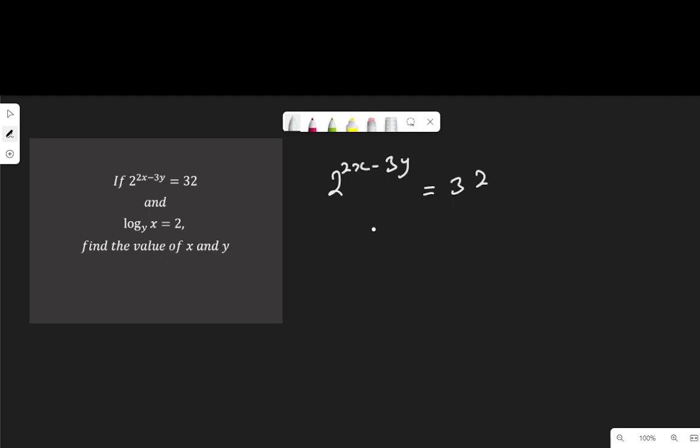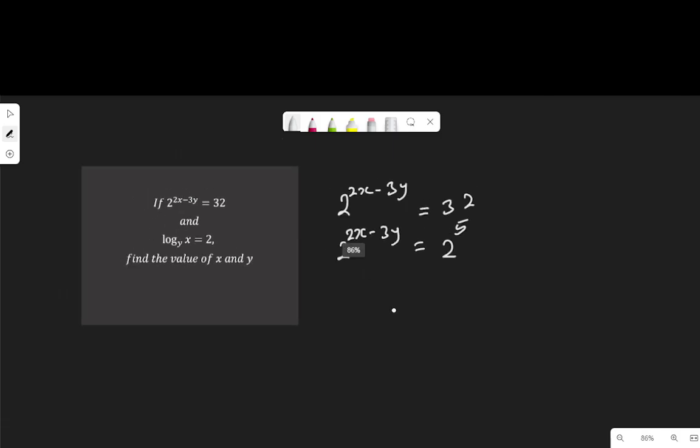Let me express this 32 in index form, so that 2 to the power of 2x minus 3y is equal to 2 to the power of 5, since 32 is 2 to the power of 5. Since the bases are the same, we can equate the powers. I have 2x minus 3y equal to 5. Let me call that equation 1.